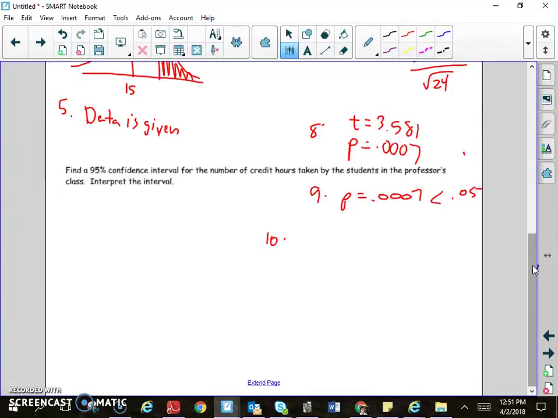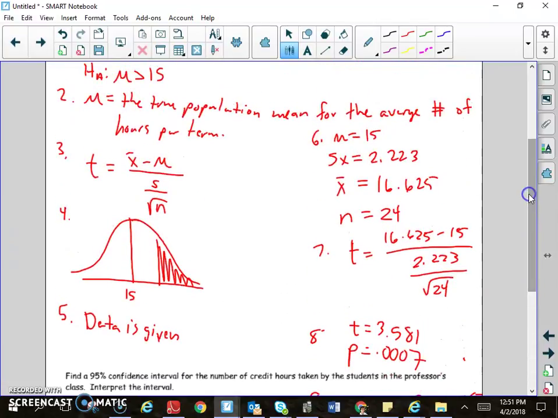So you're going to follow that template, the first template that you see. You'd say, okay, our p-value is 0.0007, we reject the null. There is sufficient evidence at alpha 0.05 to suggest that the true population mean for the average number of hours per term is, and you say what? Because what I've noticed on the tests or the quizzes is you're messing up the last part of that format.